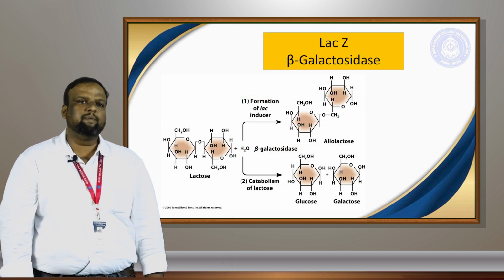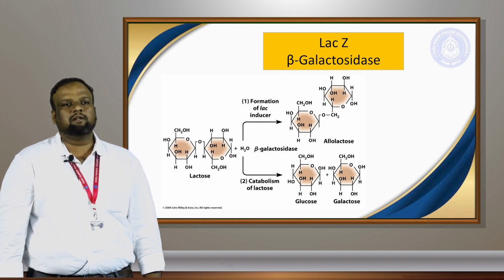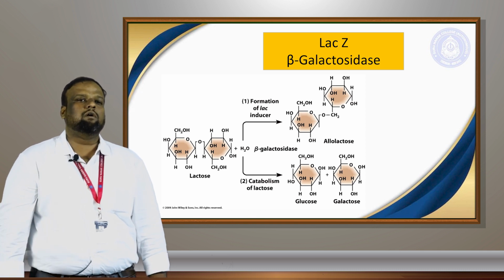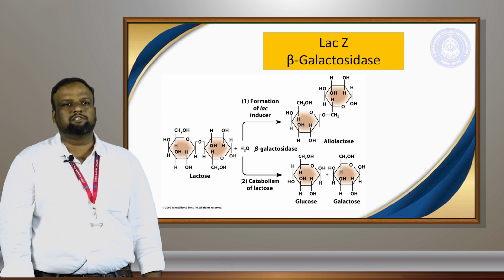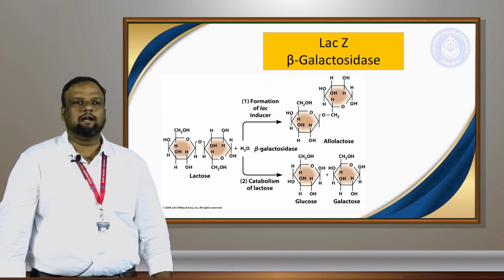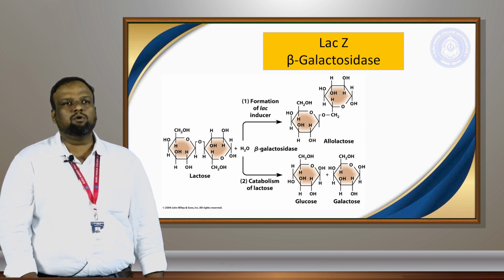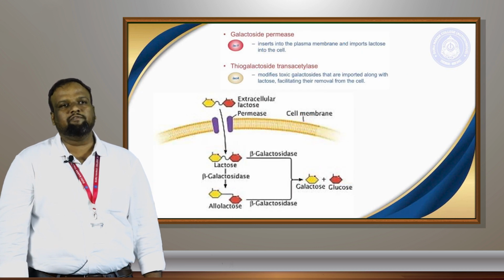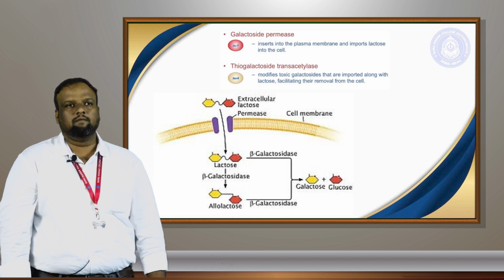And the role of beta-galactosidase is to cleave the lactose into glucose and galactose. The other function of beta-galactosidase is to transform the lactose into allolactose. Allolactose is nothing but the isomer of lactose. And the function of galactose permease is to import lactose into the cell. And the function of trans-acetylase is to modify the toxic galactosides in order to remove them from the cell.